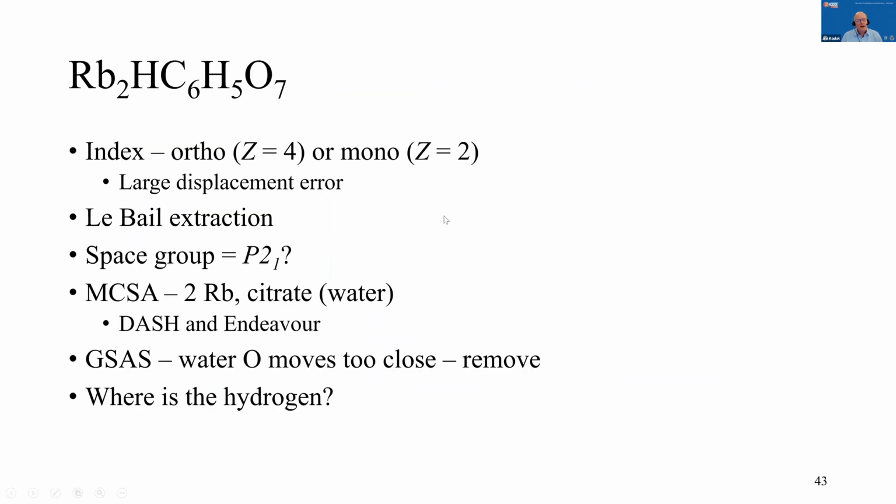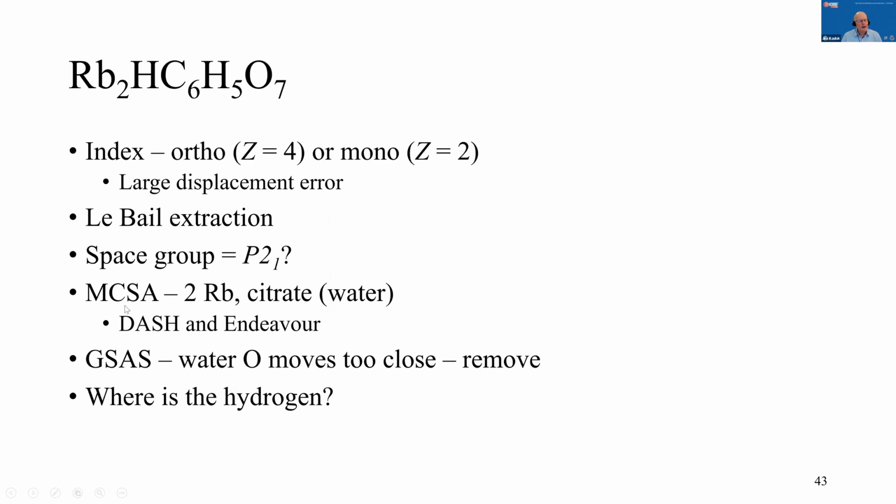Here the indexing was a little ambiguous, in that we had to try both orthorhombic cells and monoclinic cells. The indexing was complicated because this was measured on a zero background cell and had a large displacement error. It would have been better to collect it with an internal standard, but we didn't bother doing that. Ultimately, after trying several different space groups, it looked like the space group was P21.